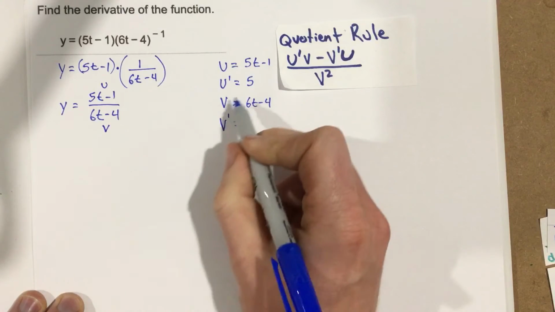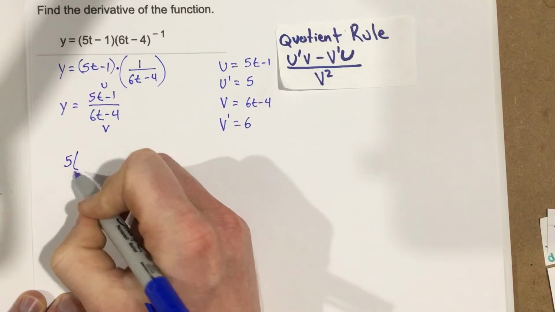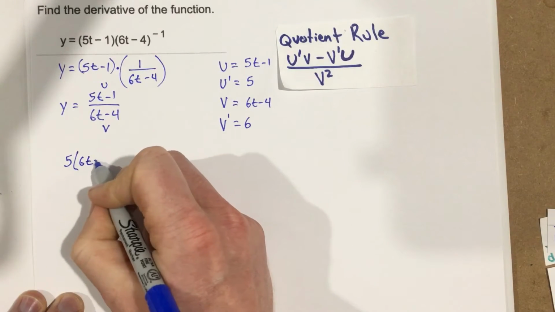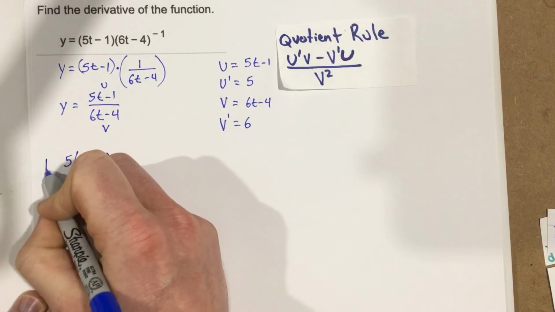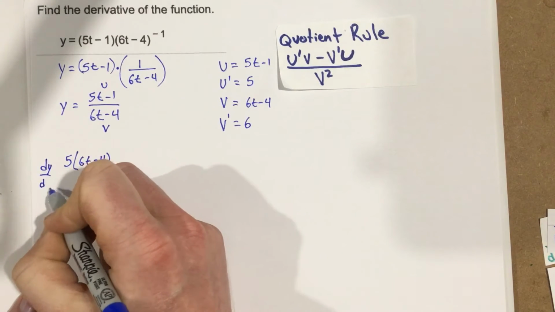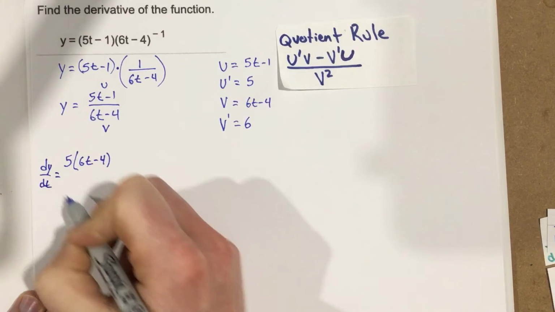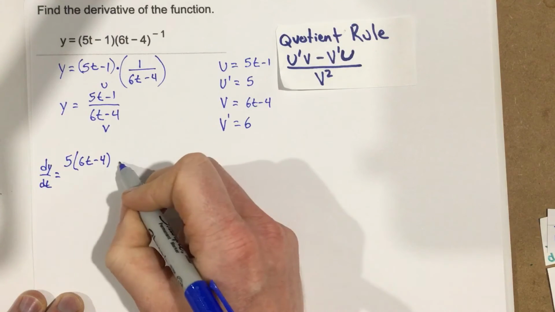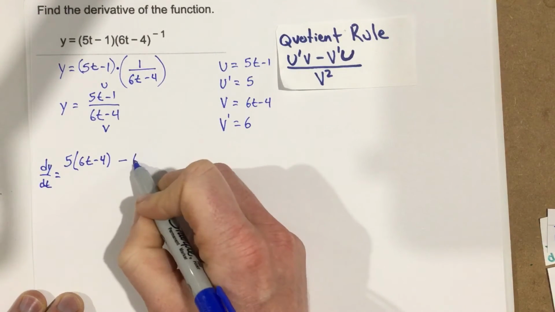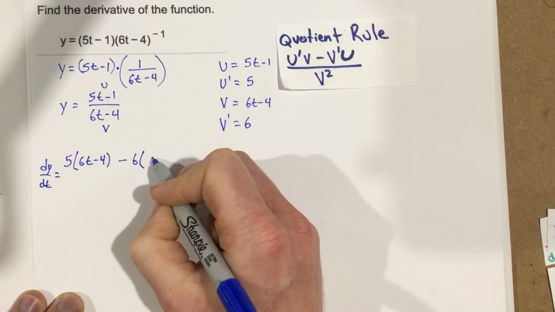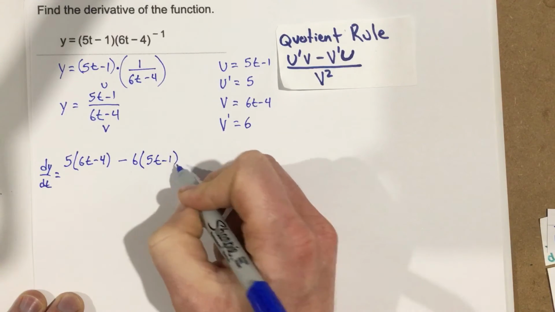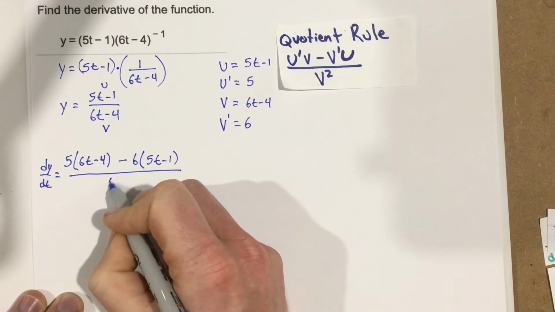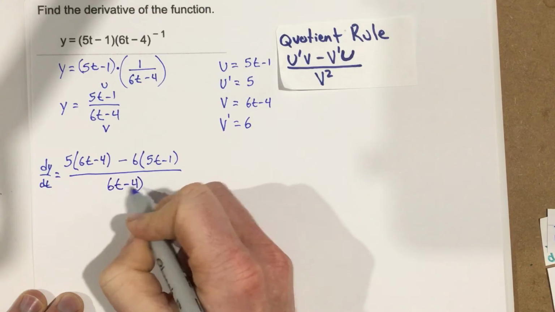and that's u prime, so u prime is 5, times v, which is 6t minus 4. By the way, I'm going to write dy over dt because our independent variable is t, equals 5 times (6t minus 4) minus 6 times u, which is (5t minus 1), all over, I'll get v squared on the bottom, which is (6t minus 4) squared.